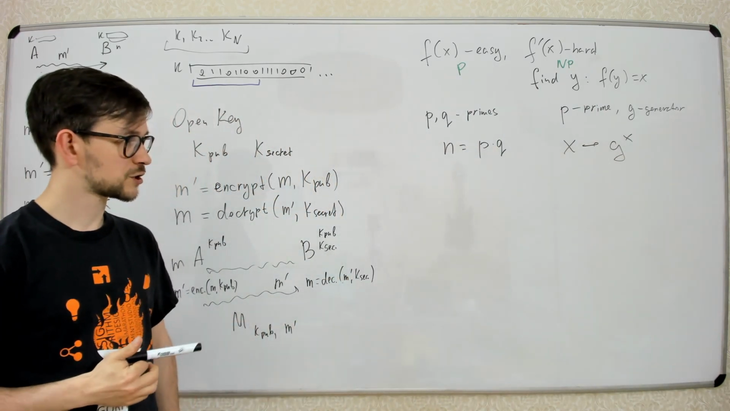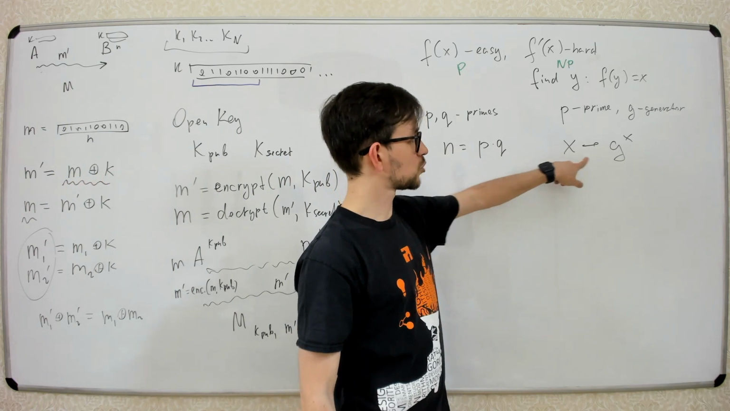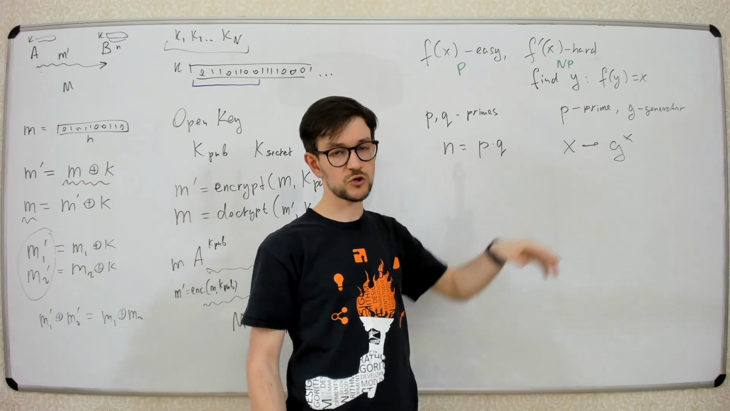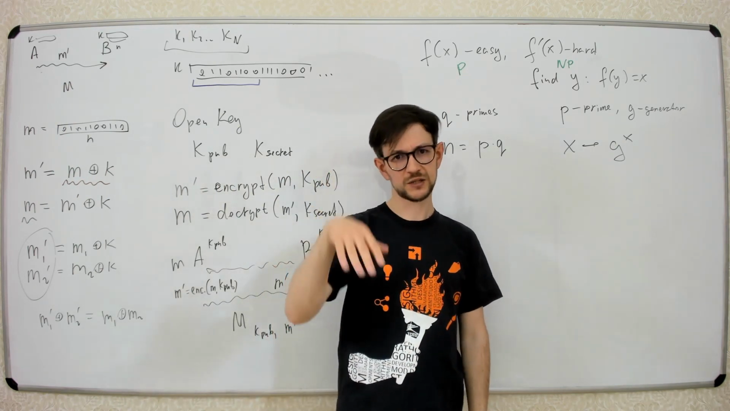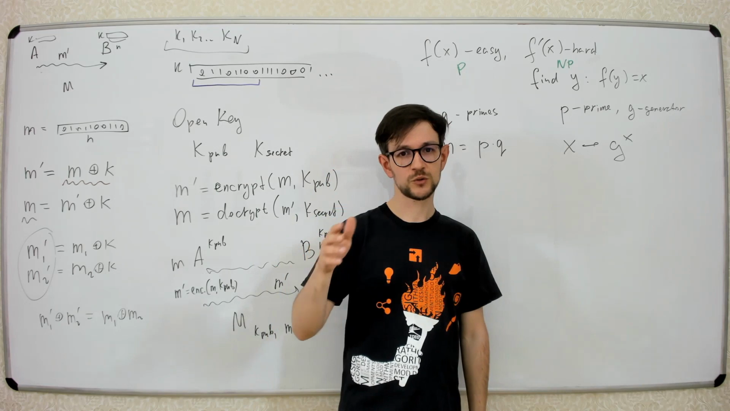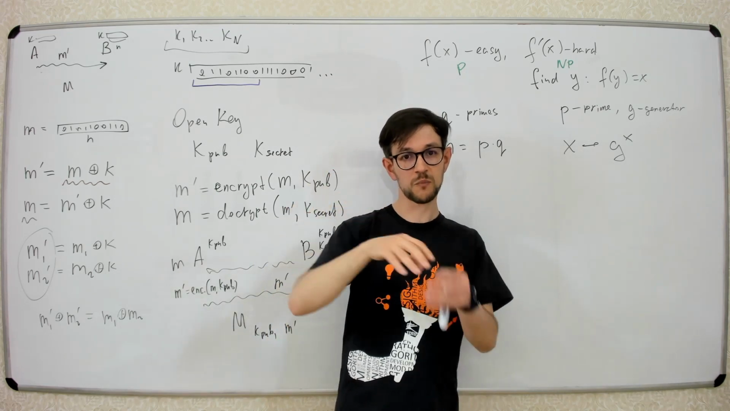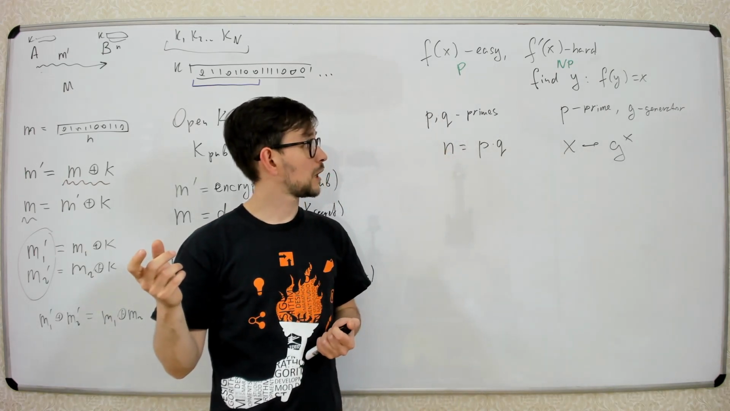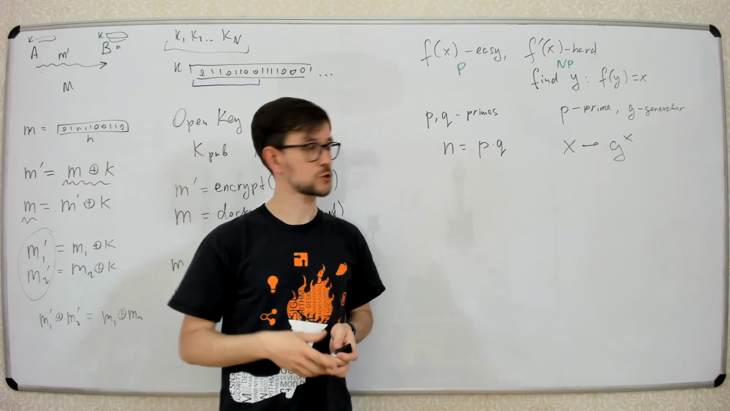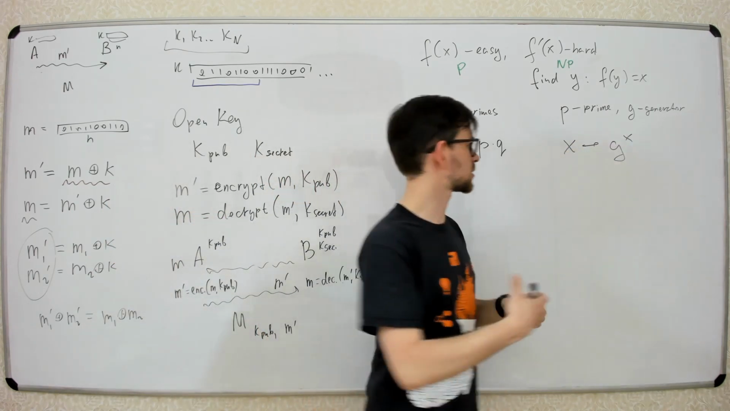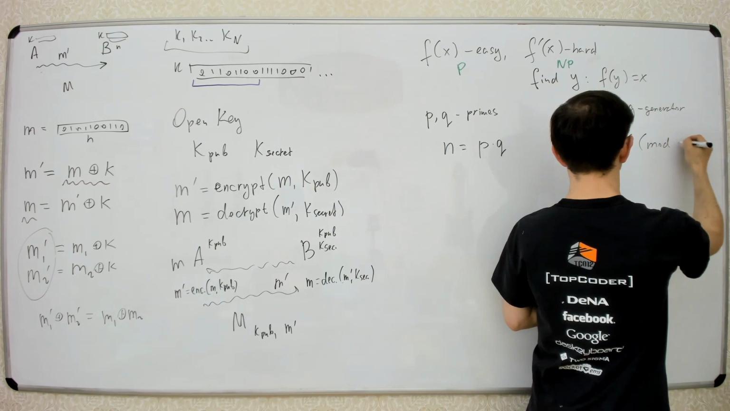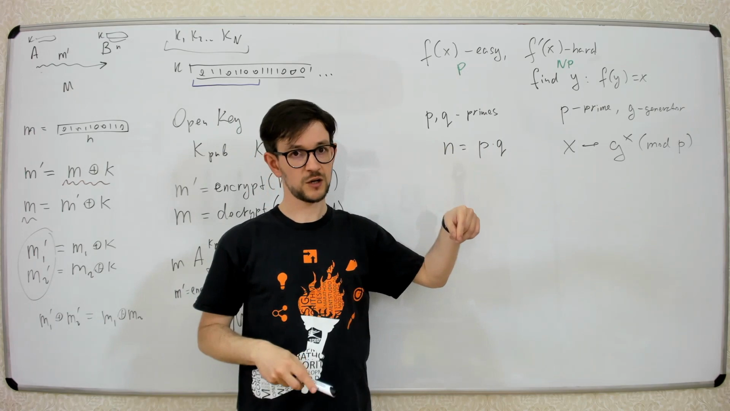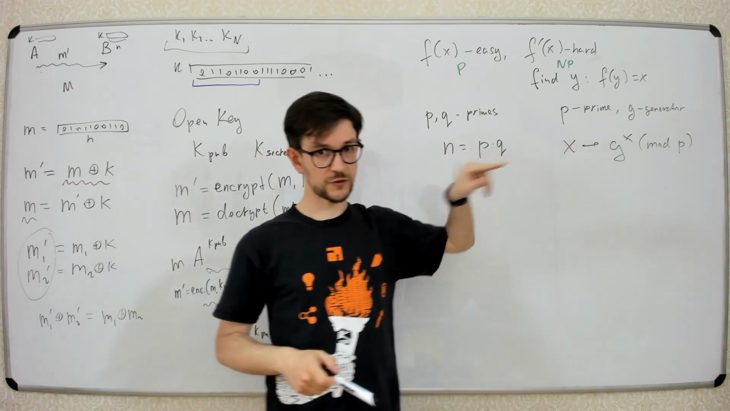It's another example of a one-directional function. It's quite easy to calculate g in power of x if you know number x. You just use binary multiplication, which we discussed last week, to calculate g in power of x. But it's hard to go back. If you know the number g in power of x modulo p, it's hard to get the number x from this information.